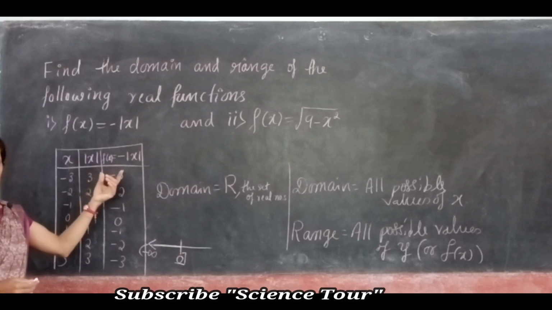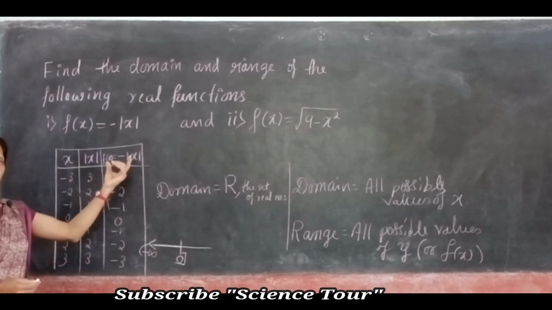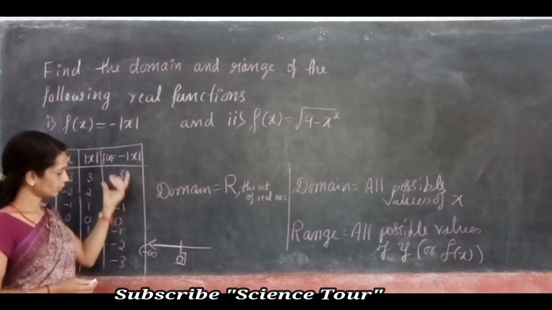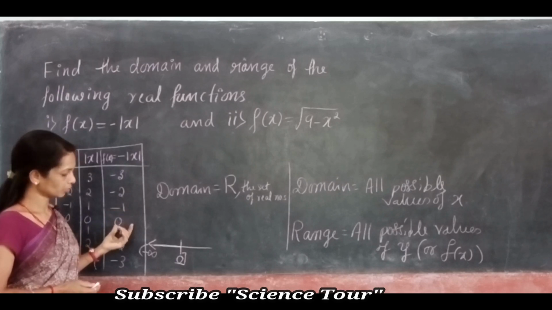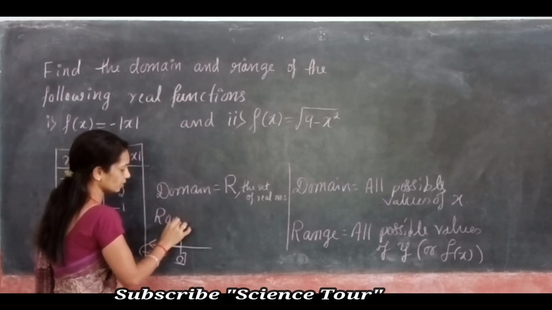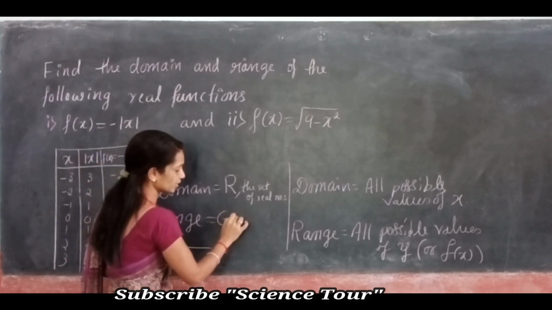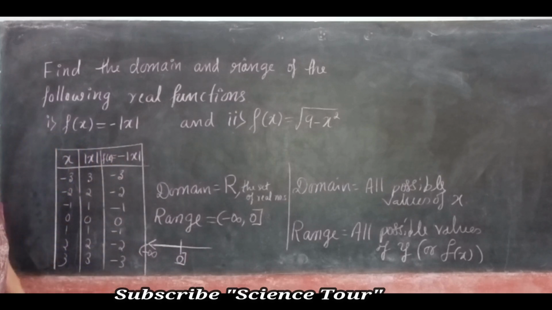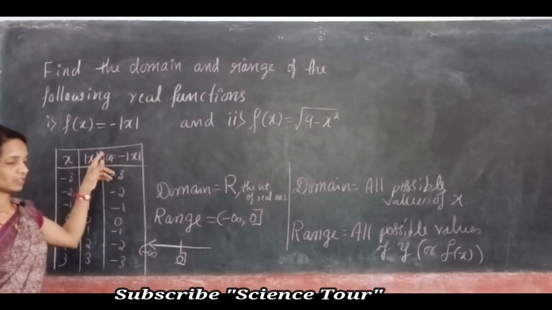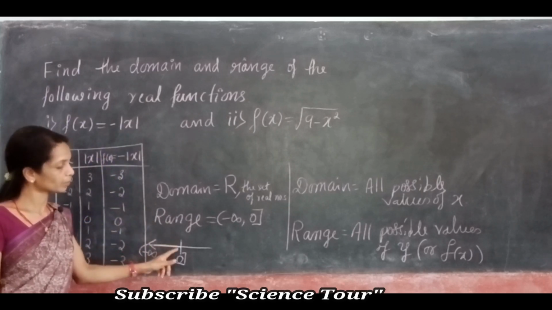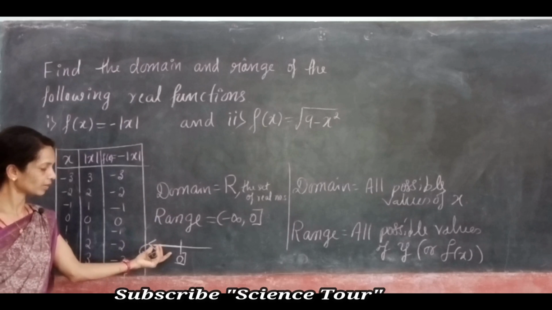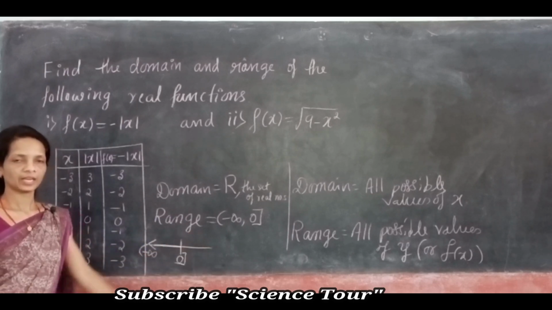So what is the range? Range means all possible values of y or f of x. It will take negative values and 0, so we write in interval form that the range is minus infinity to 0. How did we write this? By observing the f of x column, which has negative values and 0. It won't take any positive value; it will take either a negative value or 0.